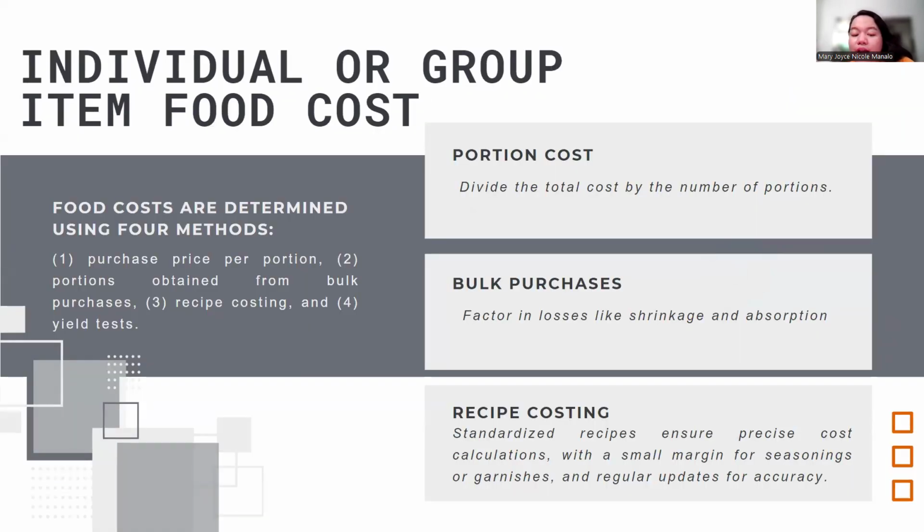So the cost of food items can be determined through four methods. First is the purchase price per portion. Second is calculating the number of portions from a single purchase unit. Third is recipe costing. And fourth is yield test. These methods can help in accurately determining food costs for both individual and group serving.